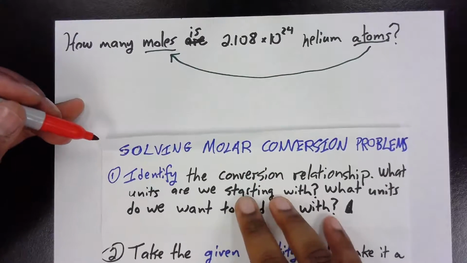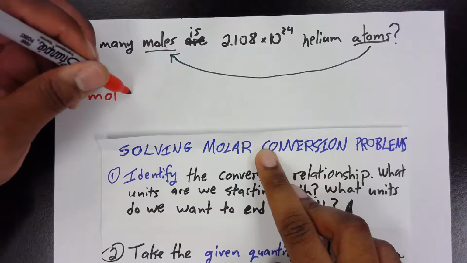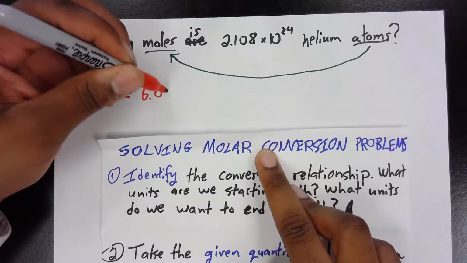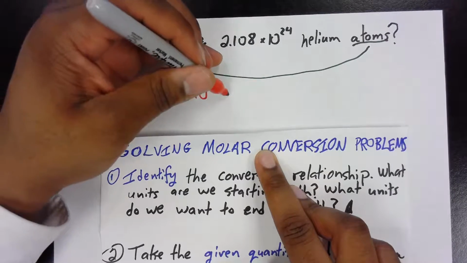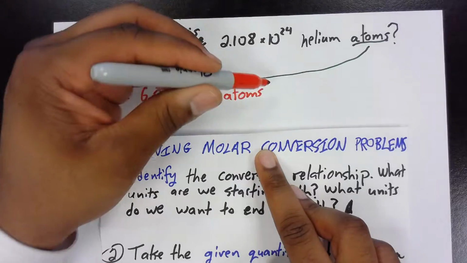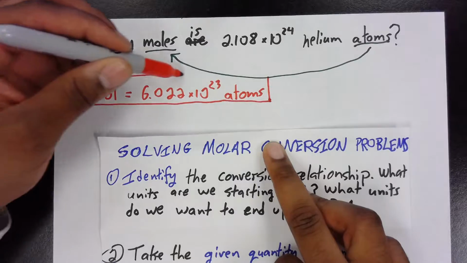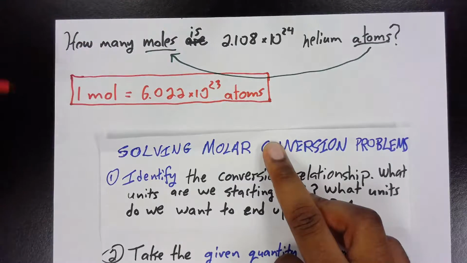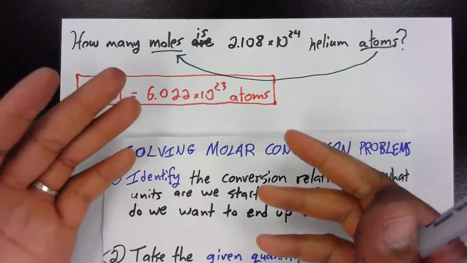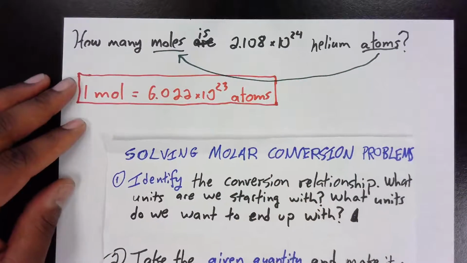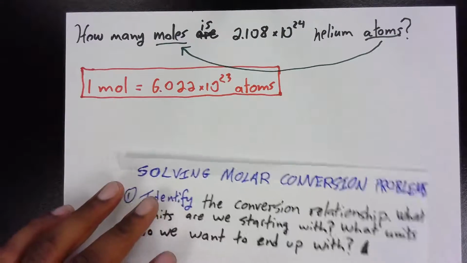Well, we know from the lesson that 1 mole has 6.022 times 10 to the 23rd atoms. That is Avogadro's number, which is useful for us to convert between moles and particles. 1 mole equals 6.022 times 10 to the 23rd atoms. If it were molecules, you'd do the same thing. But in this case, we're doing atoms. So that's our first step, identifying that conversion relationship.